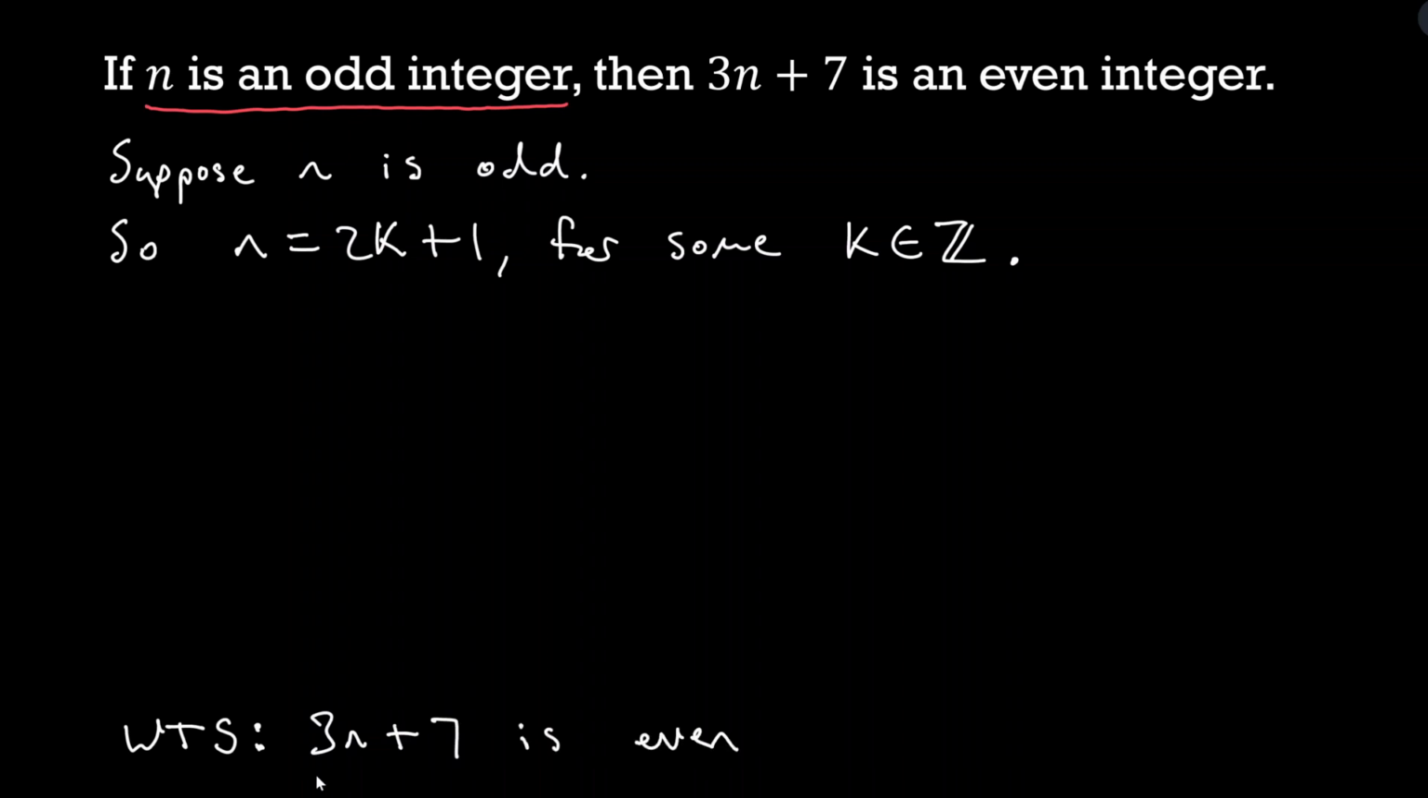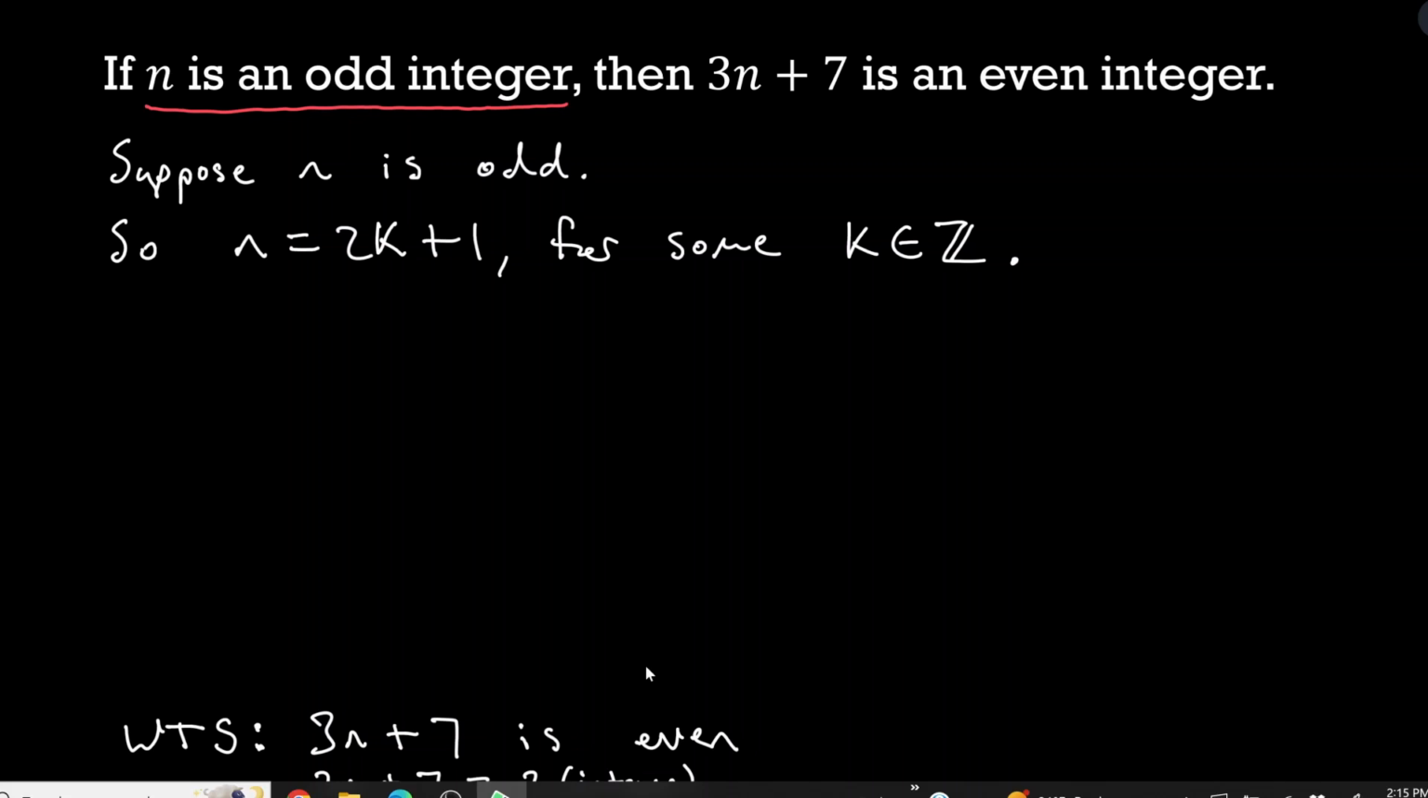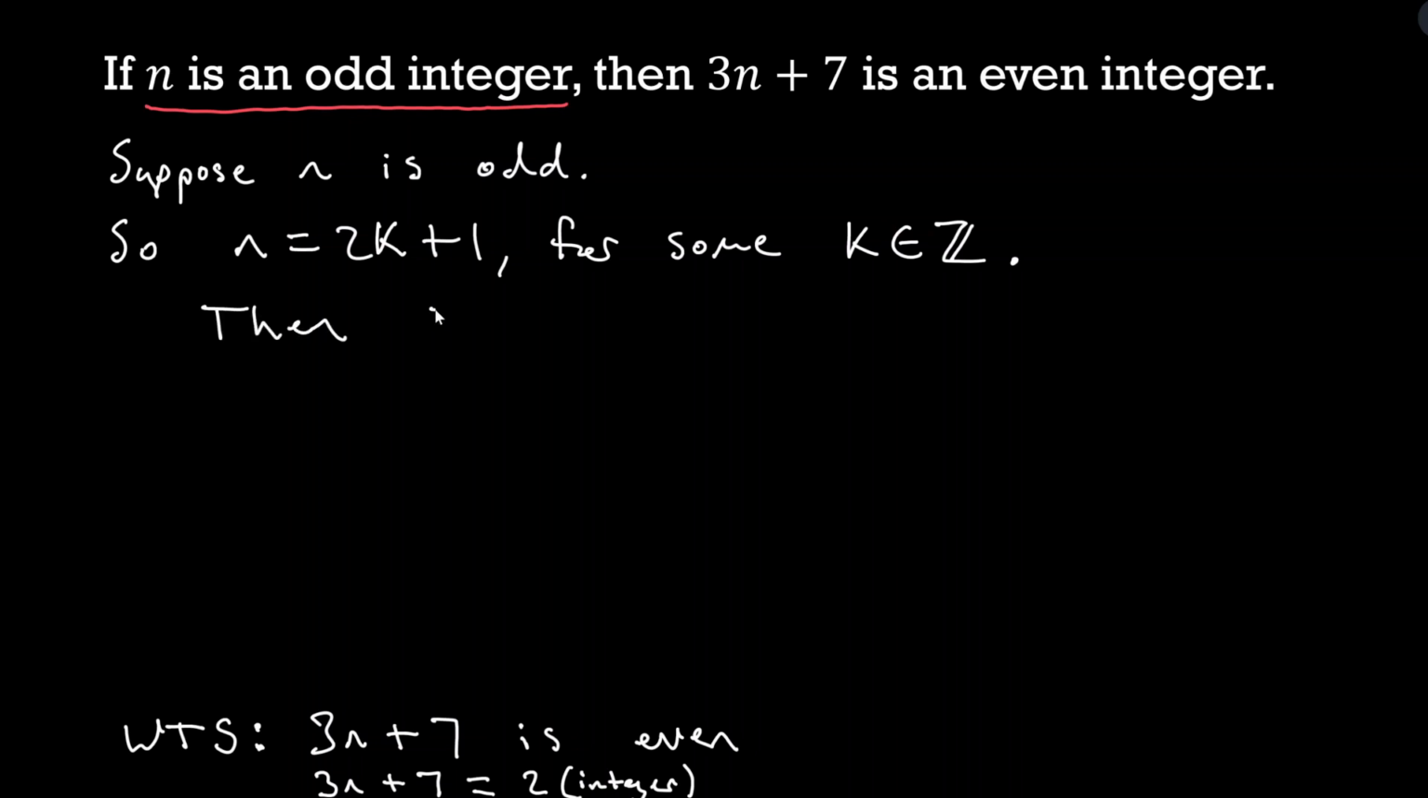Which means what? We want to show that 3n plus 7 equals 2 times some integer. How could we do that based on what we know? Well, we know that n equals 2k plus 1. So what is 3n plus 7 then? Then 3n plus 7 is 3 times (2k plus 1), and then plus 7, right? So I've just replaced what n is in terms of k.